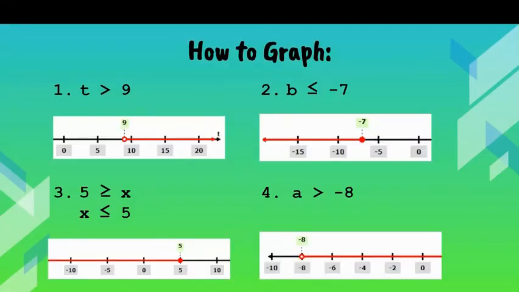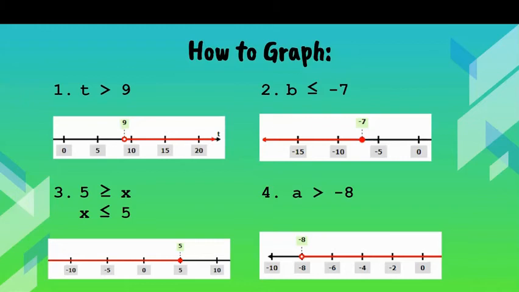Let's go over how to graph these on a number line. So here are all the answers. Let's go over the graph for number 1 first. t is greater than 9. So on the number line, we're going to find 9. We're going to use an open circle. Now, if it is greater than or less than, we always use an open circle. Do not color it in. If we look at the inequality symbol, it kind of looks like an arrow pointing to the right.